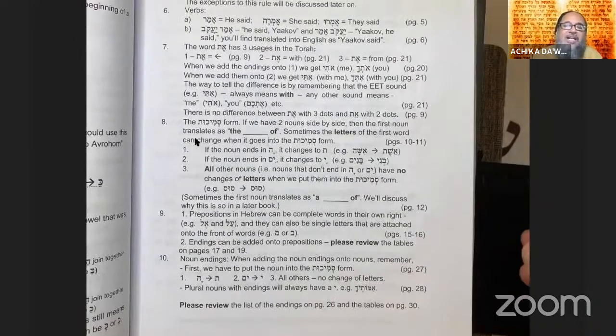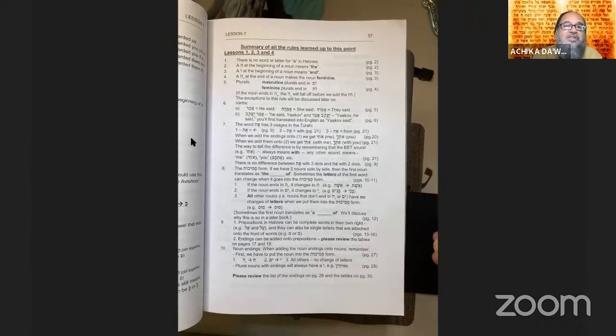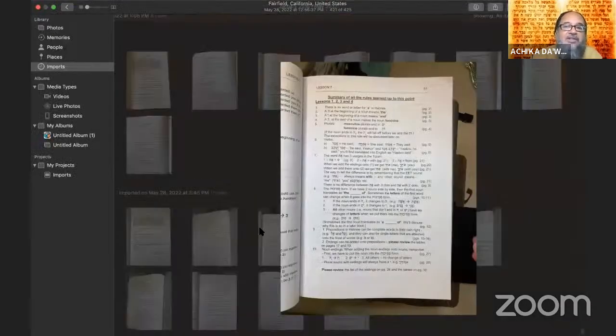And that's what I like about this book. It gives you the rules and it tells you what the rules are. Okay. So that's what you're going to get as well. I have an actual little bonus for you too.